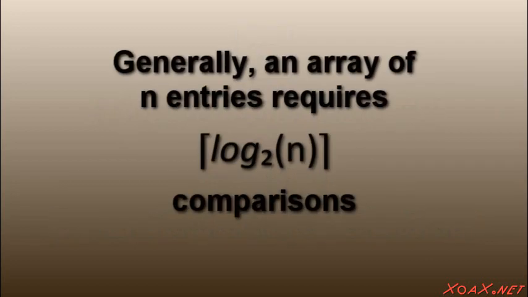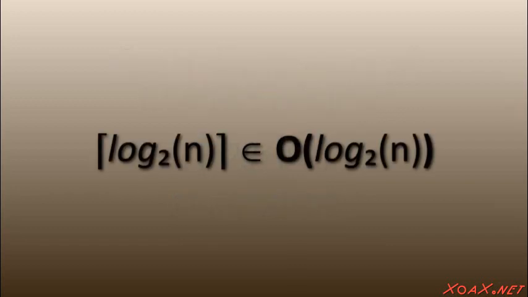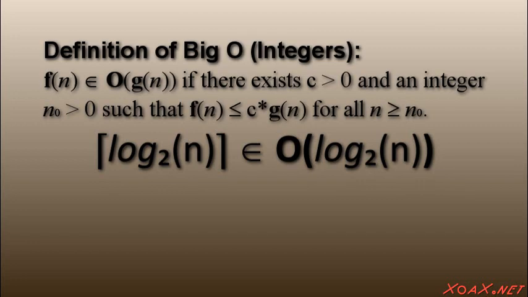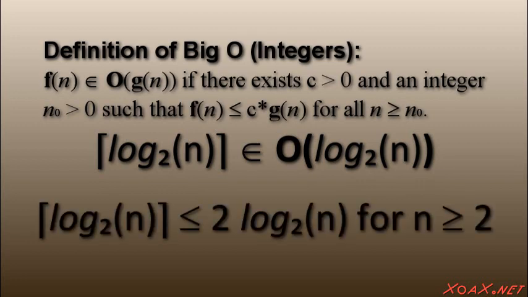Of course, the size of the array will not usually be a power of 2, in which case the number of comparisons required is the ceiling of log base 2 of the size of the array. In any case, the time complexity is big O of log of n, and it isn't difficult to come up with a constant bound to satisfy the definition. Anything larger than 1 will work.